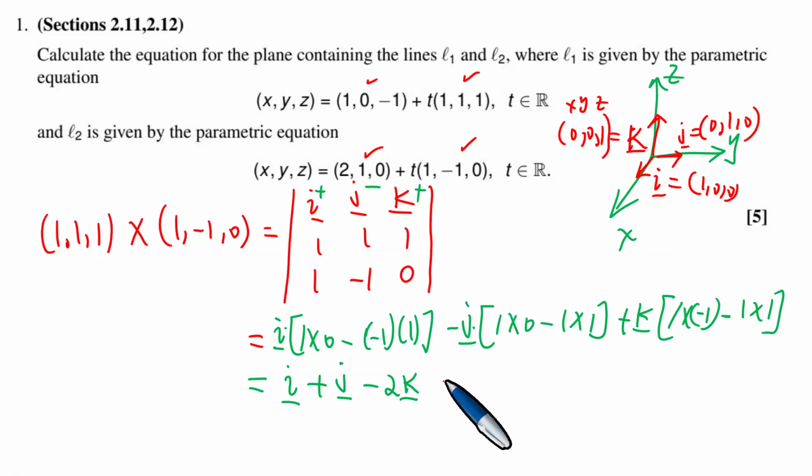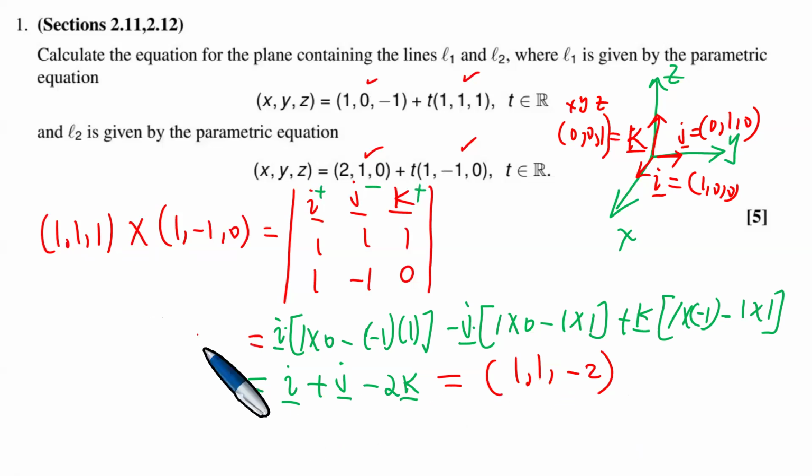Now, this is what we get. This is called the vector product, the vector cross product. There's also something called the dot product, and this is called the cross product. If you find the cross product of two vectors, you get a vector as well. So this is (1, 1, -2). We can write it either like this or that way.